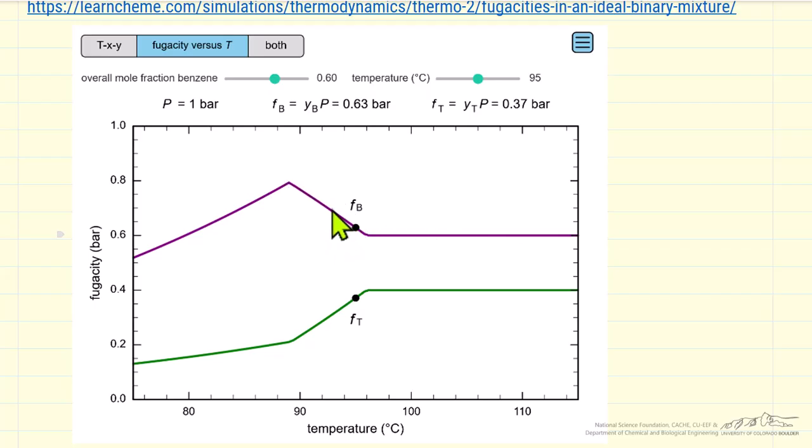In this region, a two-phase region, we see the fugacity of benzene is decreasing and the fugacity of toluene is increasing. The reason it's decreasing will show more clearly when we look at the TXY diagram, but essentially the mole fraction of benzene in the gas phase is decreasing, and so the mole fraction in the gas phase times the pressure is fugacity, and therefore the fugacity is decreasing. So let's look at this simulation.